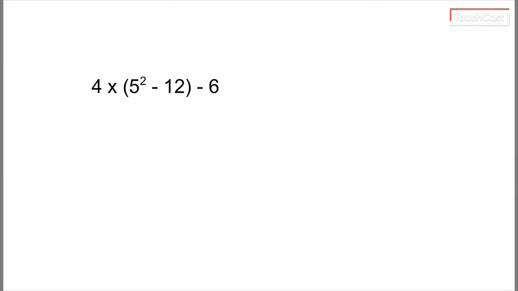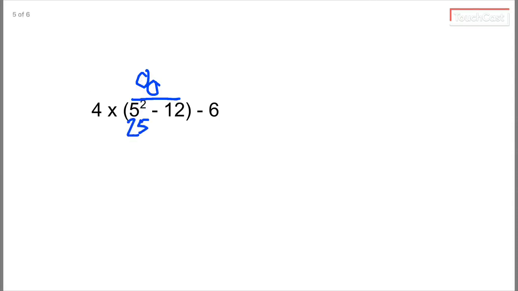We have a grouping symbol, so we've got to do that first. So let's look on the inside of the grouping symbol. Well, even on the inside of the grouping symbol, we still have to follow the order of operations. We have two operations here. We have an exponent and we have subtraction, so we have to take care of those in order. Okay, so we have to do the exponent first. 5 to the second power is 25.